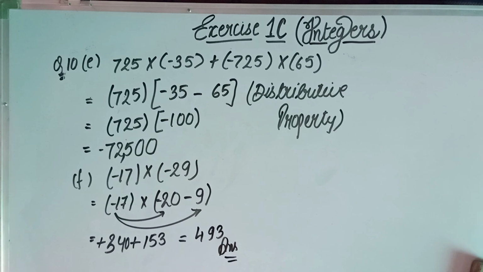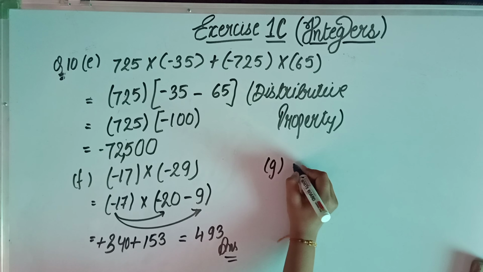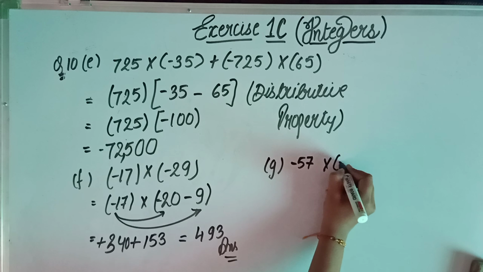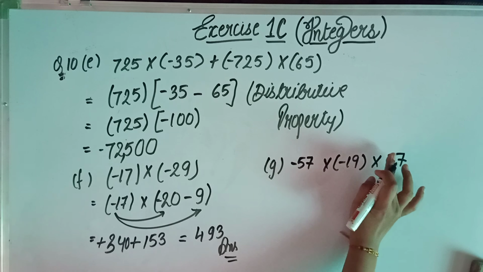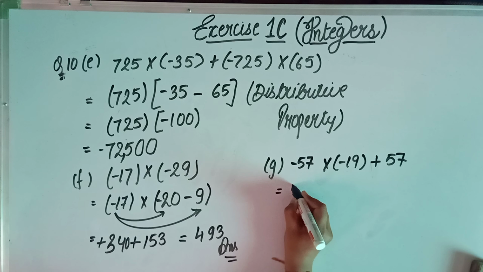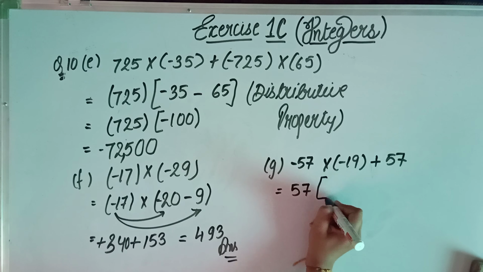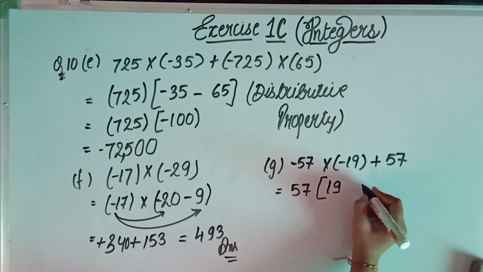Now let me solve G part. So G1 is minus 57 multiplied by minus 19 multiplied by 57. Here it is plus, here it is not minus. So again we are going to take common as 57. So what is the remaining? Minus minus is plus, so here we need to write 19.